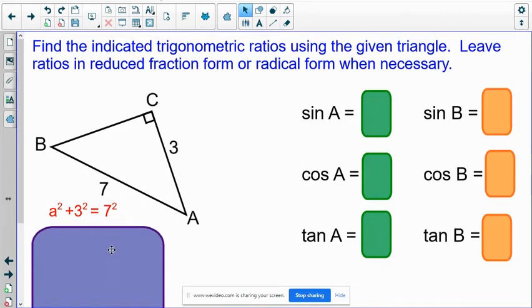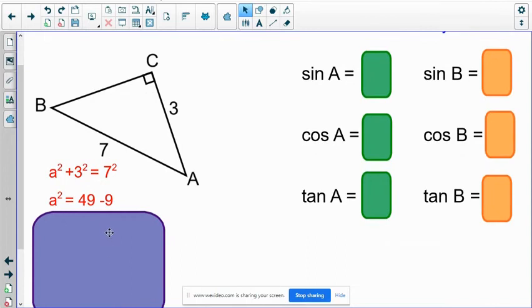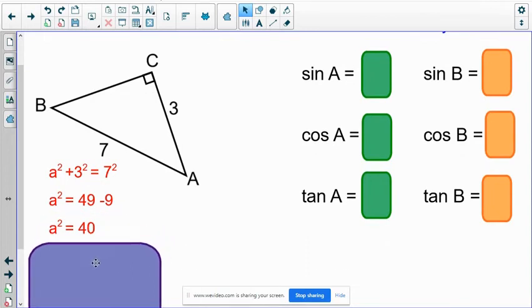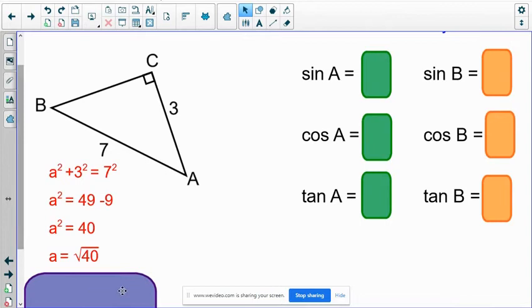So I take the side squared plus 3 squared, and that's got to equal 7 squared. So similarly, I've got to get a by itself. So I subtract this 3 squared to the other side. At the same time, 7 squared is 49 and 3 squared is 9. Okay, so if I subtract those numbers, I get 40. Then if I take the square root, I get the square root of 40, and that is a decimal. So we're going to actually leave it as the square root of 40.